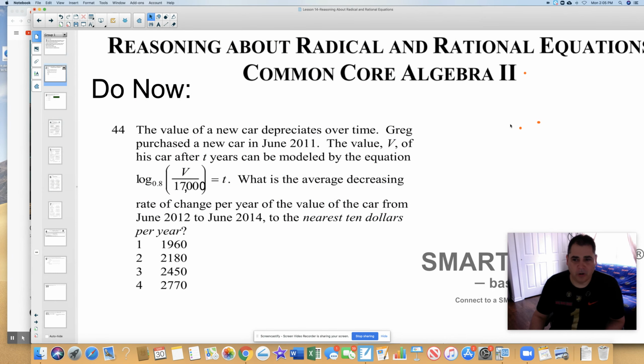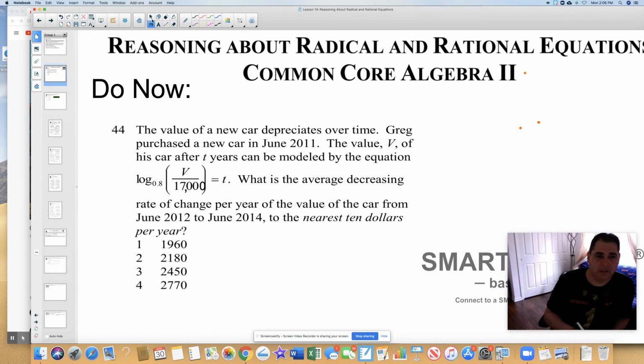All right, 44. It's an average rate of change problem, so you need to come up with outputs. Now, it says June 2012, June 2014, so that means it's 1 year after the car was purchased and then 3 years after the car is purchased. So I'm going to use V of t as my function notation, because V is what we want, the value of the car that's depreciated.